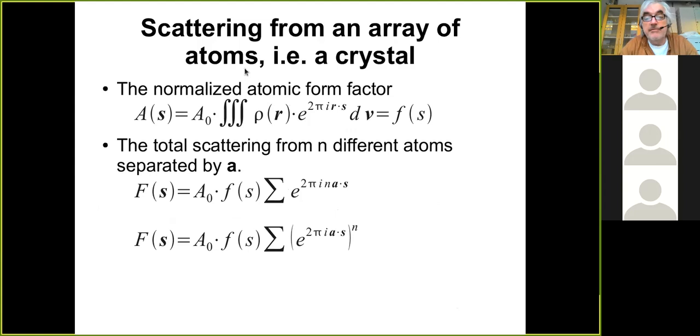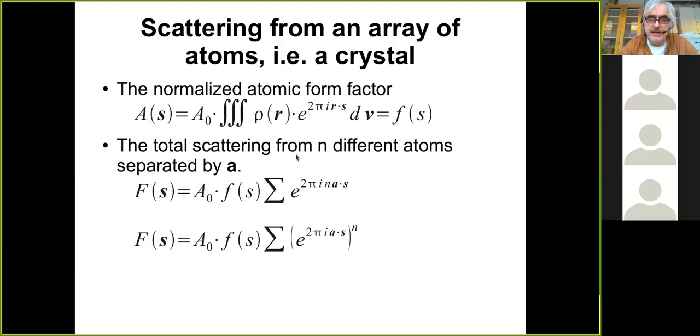Yeah, this is scattering from an array of atoms, which is close to a crystal. If each of the atoms could be described by a normalized atomic form factor, we can divide this expression, which we indicated by f of s. It's not bold S here, since f is spherically symmetrical, we only need to know the magnitude of S.